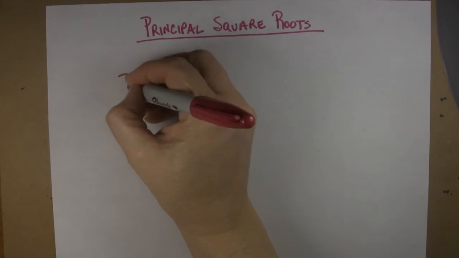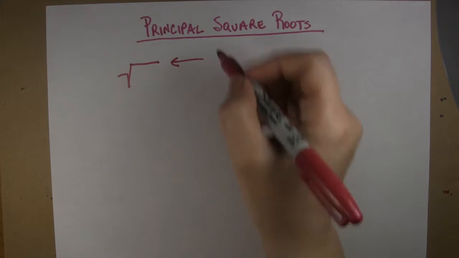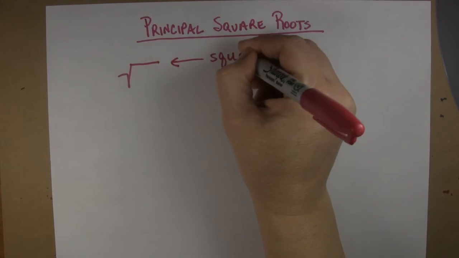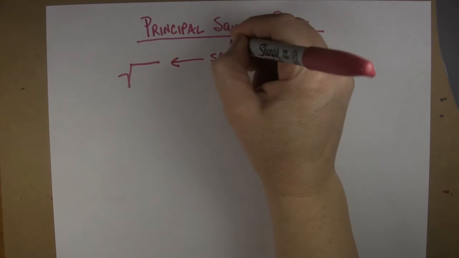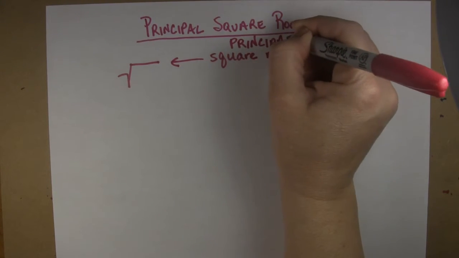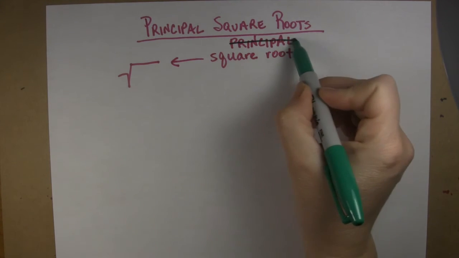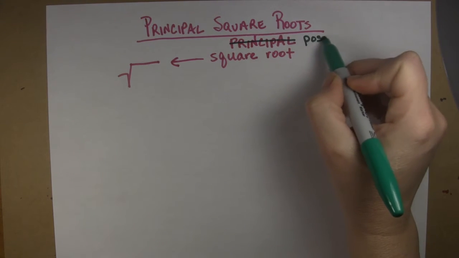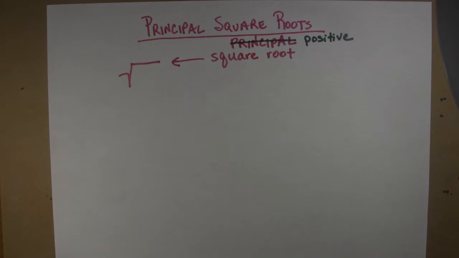So what is a principal square root? Well, you have this square root sign, and this means the principal square root of a number. Now, that word principal is kind of weird. It could mean main or primary, but in the world of math, we're going to interpret it as the word positive. It is the positive square root.